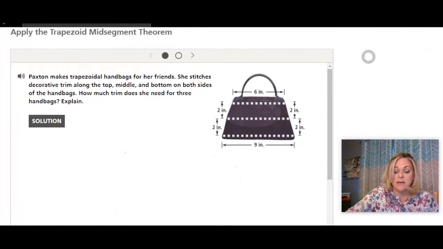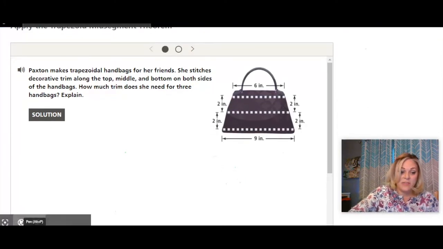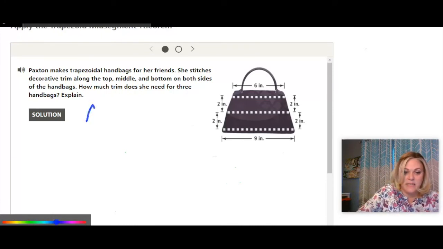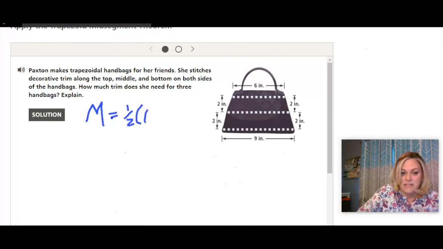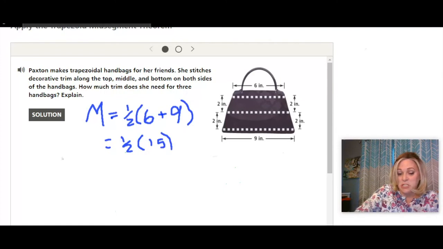This goes through the solution step by step, but I'm just going to write a few things. You can look at the solution in the interactive textbook. I'm going to have us write down mid-segment, or just M, equals 1/2 the 6, base 1, plus the 9, which is base 2. So you take the average of the two bases. That mid-segment equals 1/2 of 15. And 1/2 of 15 isn't a pretty number, but it's doable. So my mid-segment would be 7.5.